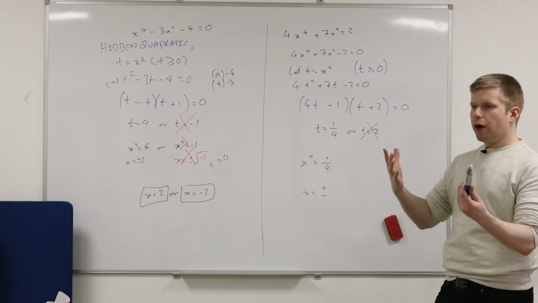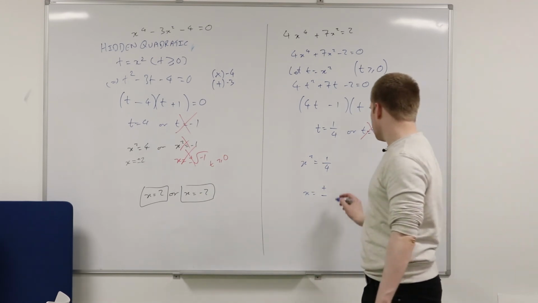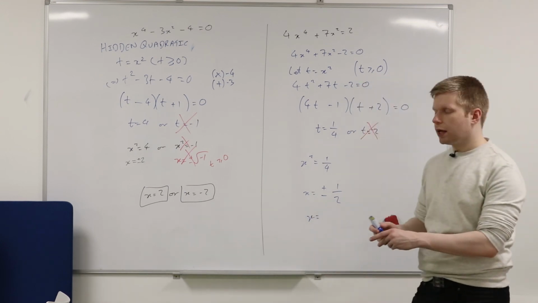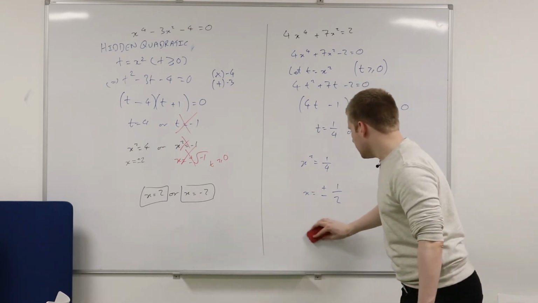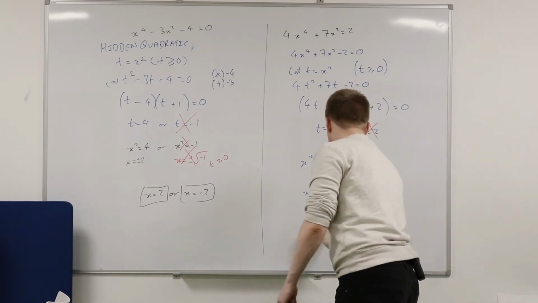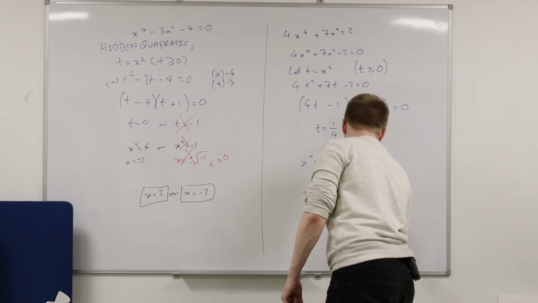I need to take the square root of a quarter. Well, square rooting a fraction just means I take the square root of the top, square root of the bottom, and then take it from there. So plus or minus a half. I would personally, rather than leaving my answer like that, write out my two values of x as distinct roots. Okay, so x is equal to a half, or x is equal to negative 1/2.